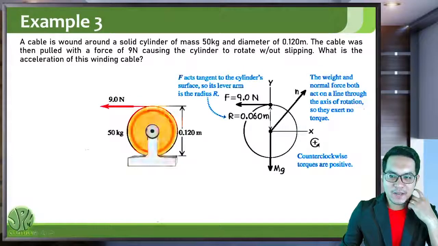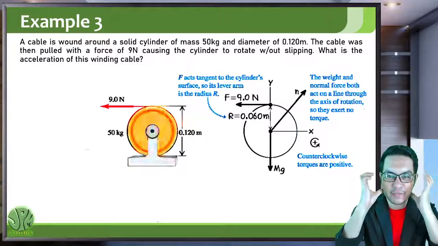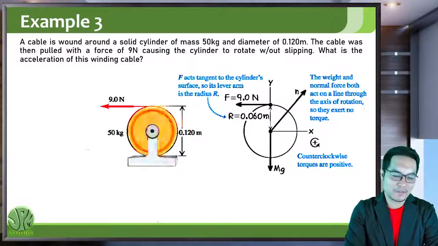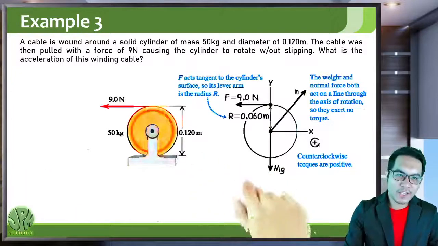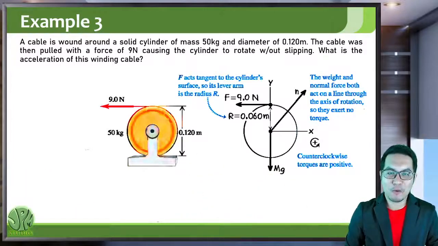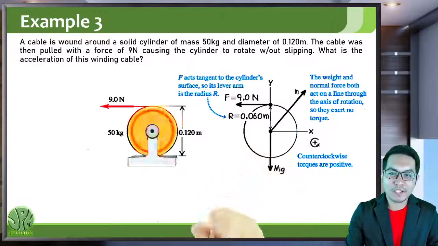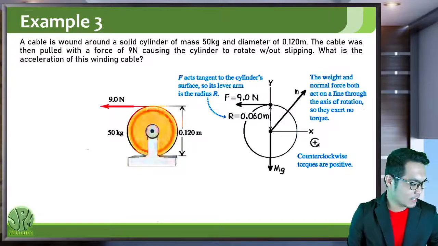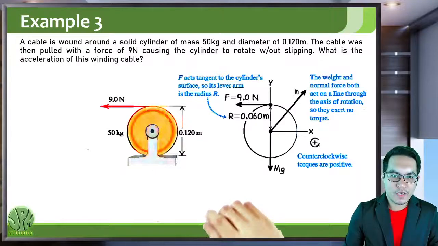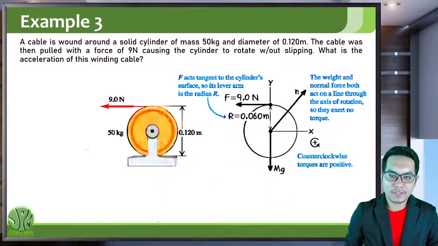Okay, this is an example of the relationship between torque and angular acceleration. You have a cable wound around a solid cylinder of mass 50 kilograms and diameter of 0.120 meters. You have a solid cylinder here. So you wind it in a solid cylinder.